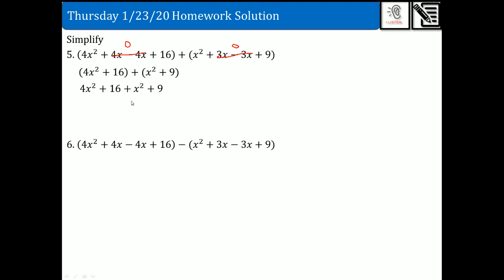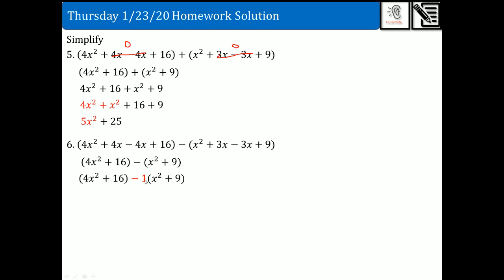Start combining some terms. 4x squared plus x squared. That right? And you have 16 plus 9. Good. 4x squared plus x squared becomes 5x squared. 16 plus 9 becomes 25. Next, same thing, right? This becomes 0, this becomes 0, so that's how it looks like.